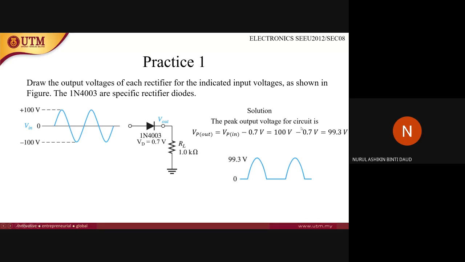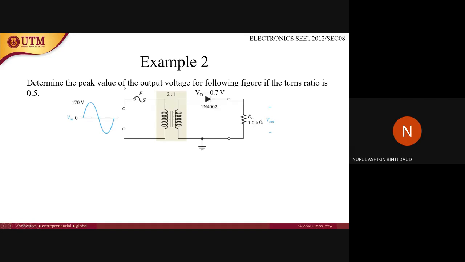So next, example 2. For example 2, determine the peak value of the output voltage for the following figure if the turns ratio is 0.5.